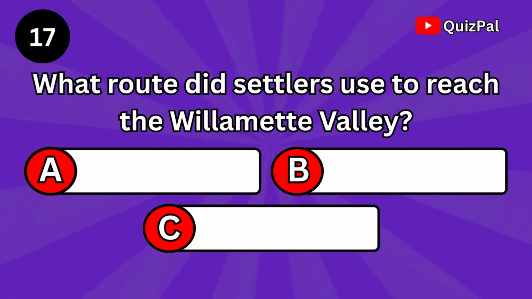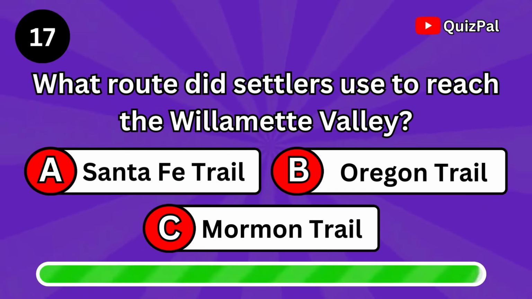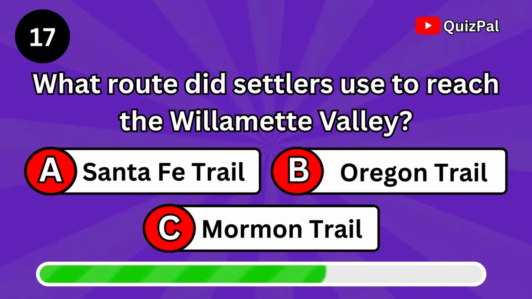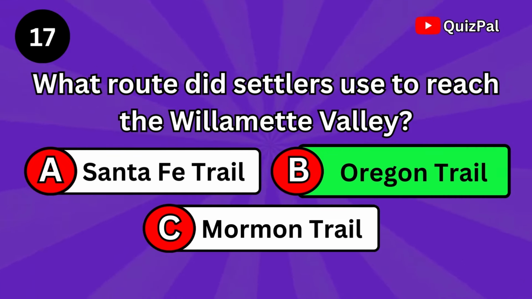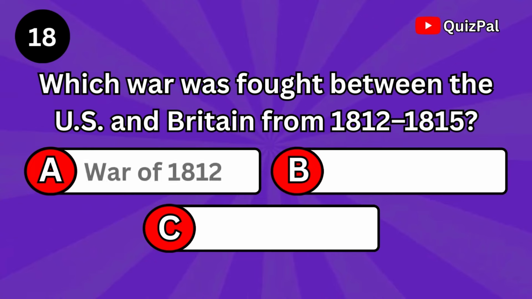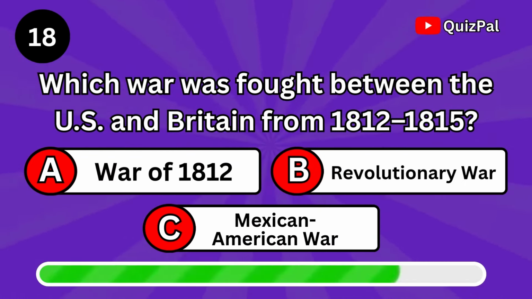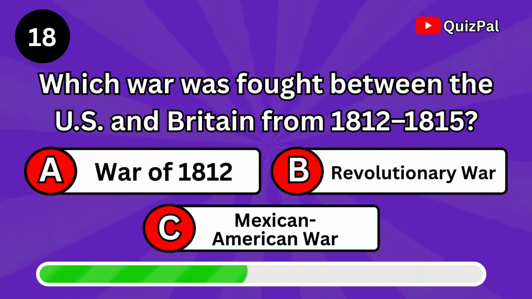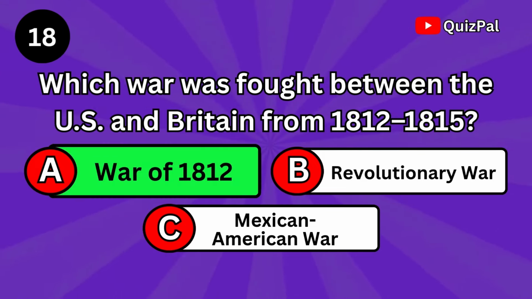What route did settlers use to reach the Willamette Valley? The Oregon Trail. Which war was fought between the U.S. and Britain from 1812 to 1815? The War of 1812.